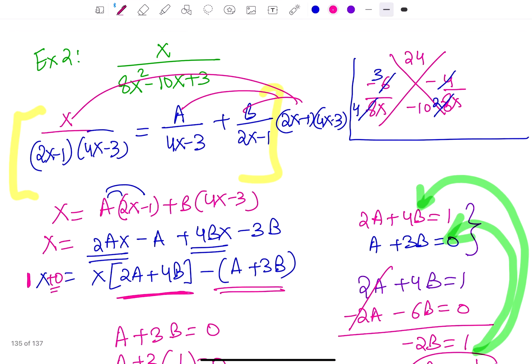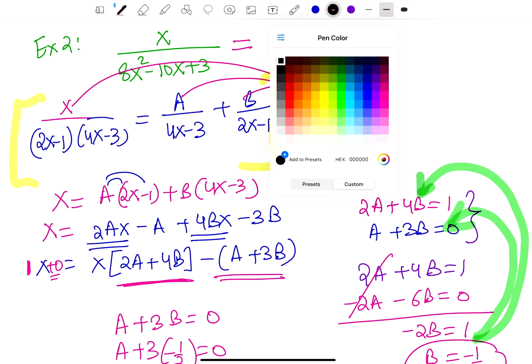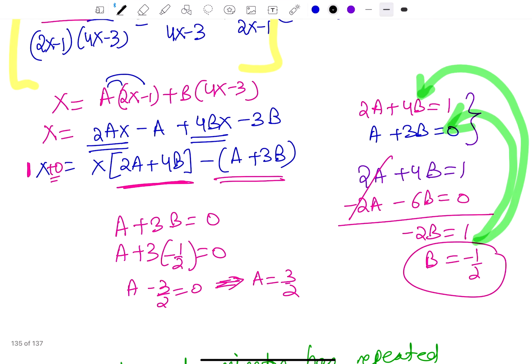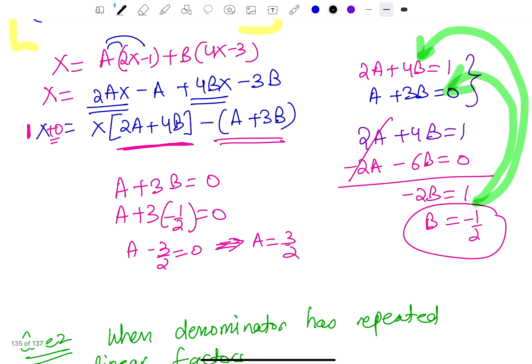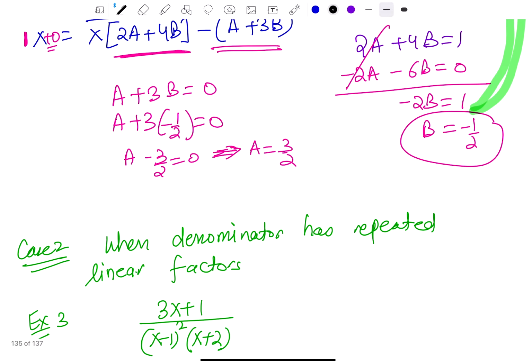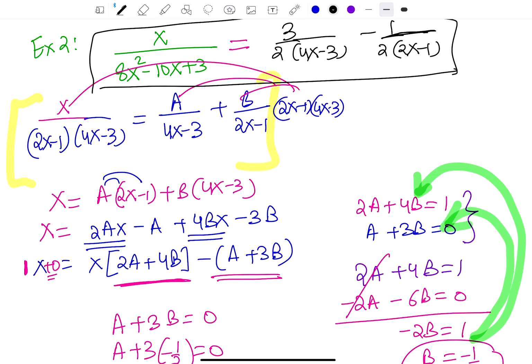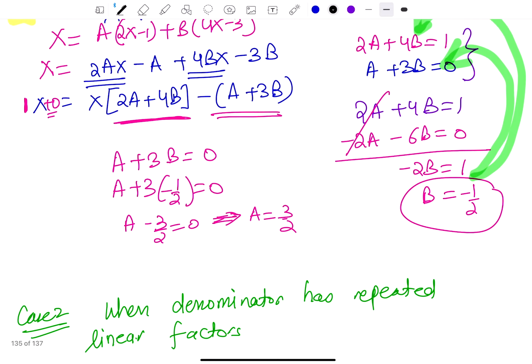Now we can see the partial fraction decomposition for this fraction. We can say that this original fraction is going to equal A, where A is replaced by 3/2, over 4x minus 3, and B is replaced by negative 1/2, over 2x minus 1. Okay, so these are two fractions that were added or subtracted to obtain this new fraction.